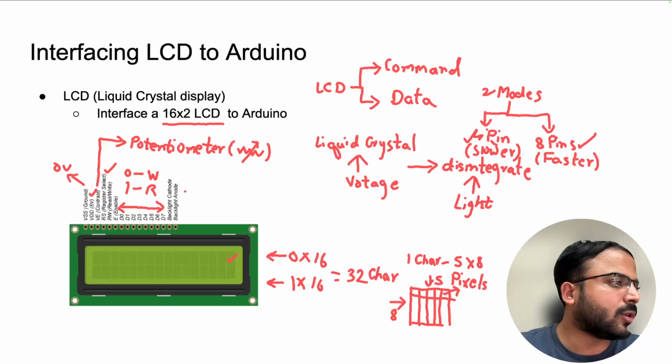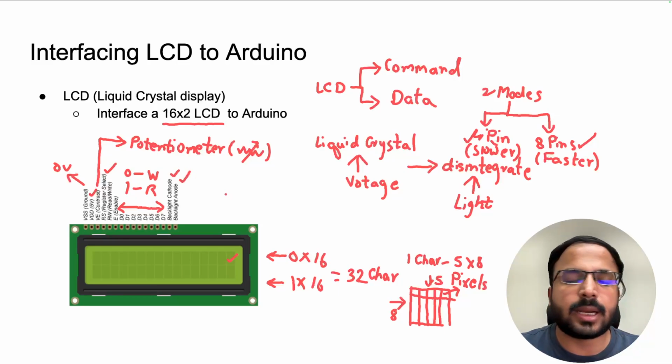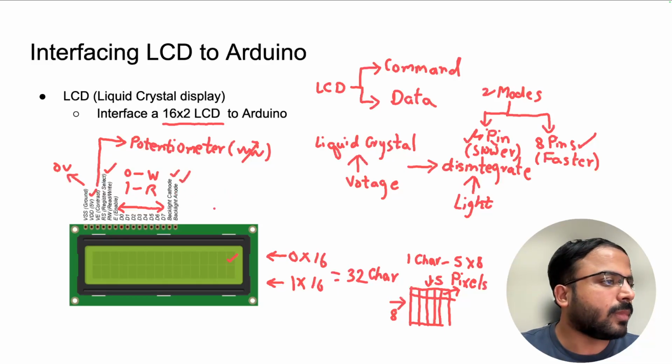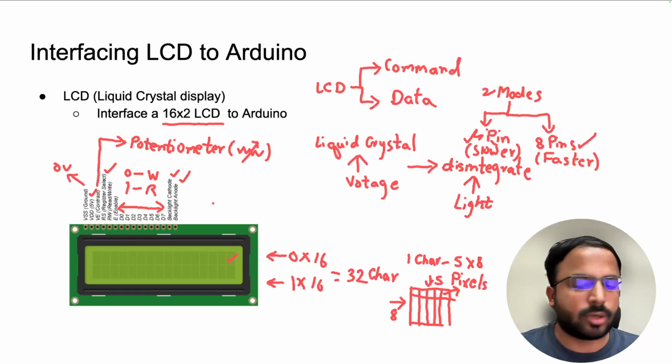And of course, to control the backlight, you can connect the cathode and anode to a resistance and ground, and this is how you can control the backlight. So these are the basic pins on a 16 cross 2 LCD.